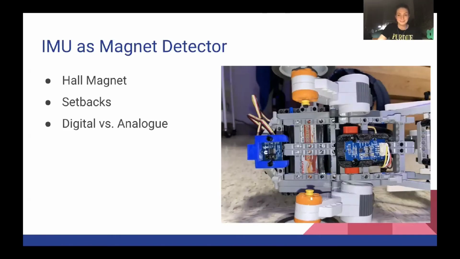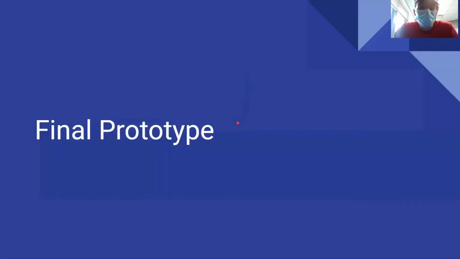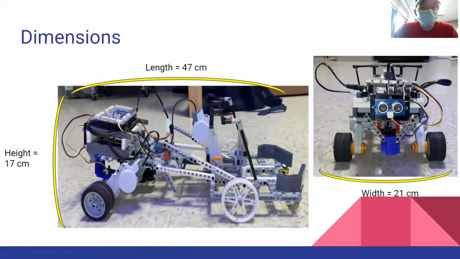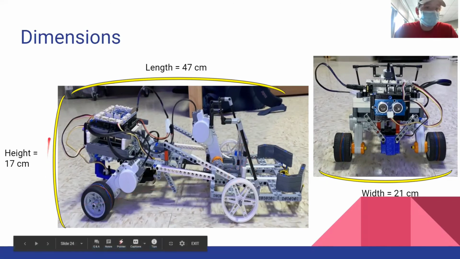Okay, so now I'm going to walk through the interesting aspects of our fifth and final prototype. So this prototype had a length of 47 centimeters, which proved not to be very beneficial to us in terms of turning, as when this macro would pivot around, the trailer would slam into various hazards and objects, such as the cliff. The macro also had a height of 17 centimeters and a width of 21 centimeters.